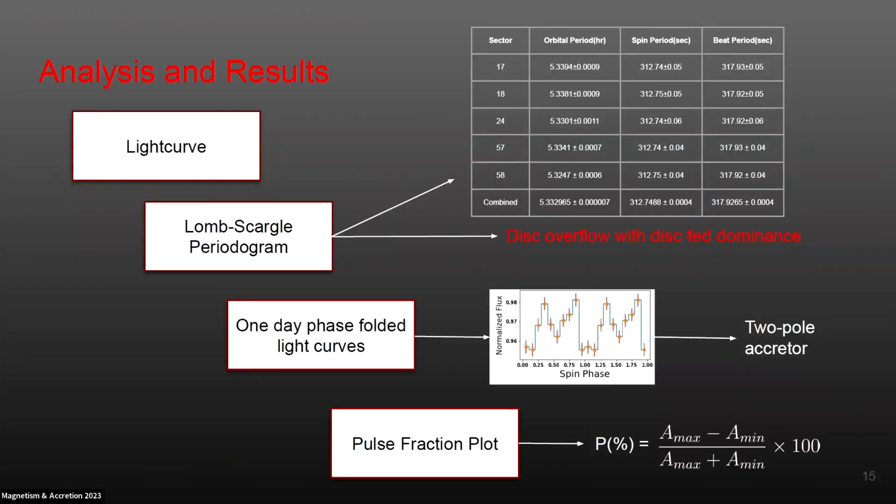So, long story short, from the spin phase folded light curve we get a double-peaked pulse profile, and from the double-peaked pulse profile, we infer that it is a two-pole accretor. Now from these phase folded light curves, we calculate the pulse fraction for each day, and we plot the pulse fraction plot.